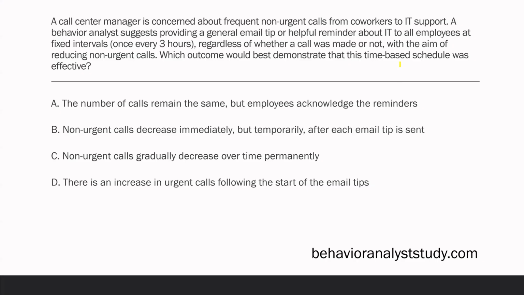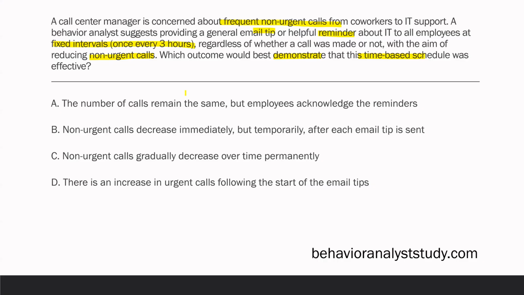So we have a lot going on here. We're not going to jump to the answer choices. We always attack the question. The question wants to know what will demonstrate that the time-based schedule was effective. How do we know it worked? Well, what is a time-based schedule? The time-based schedule is a fixed interval of every 3 hours giving a tip or reminder. And when we use time-based schedules as an antecedent strategy, we're typically trying to manipulate a motivating operation. In this case, the call center manager is concerned about the frequent non-urgent calls, and he wants to reduce those non-urgent calls. So we are going to know the schedule is effective if we can somehow reduce these non-urgent calls.